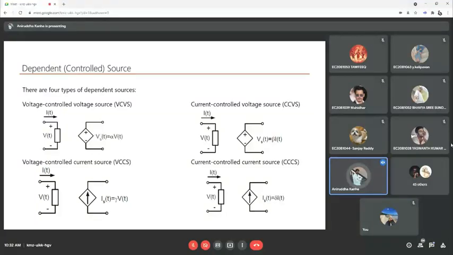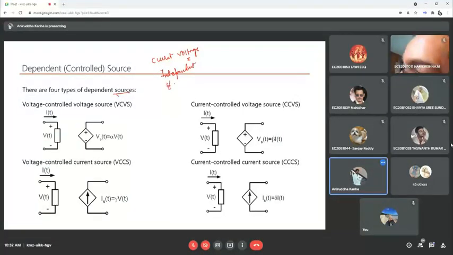Now this is the general structure. We have 4 different types of sources. Please understand, we have current and voltage, and dependent and independent combinations. So you can have 4 combinations out of it: the current is dependent on voltage, voltage is dependent on current, and vice versa, which is shown here. Let us see what exactly all these 4 combinations are.